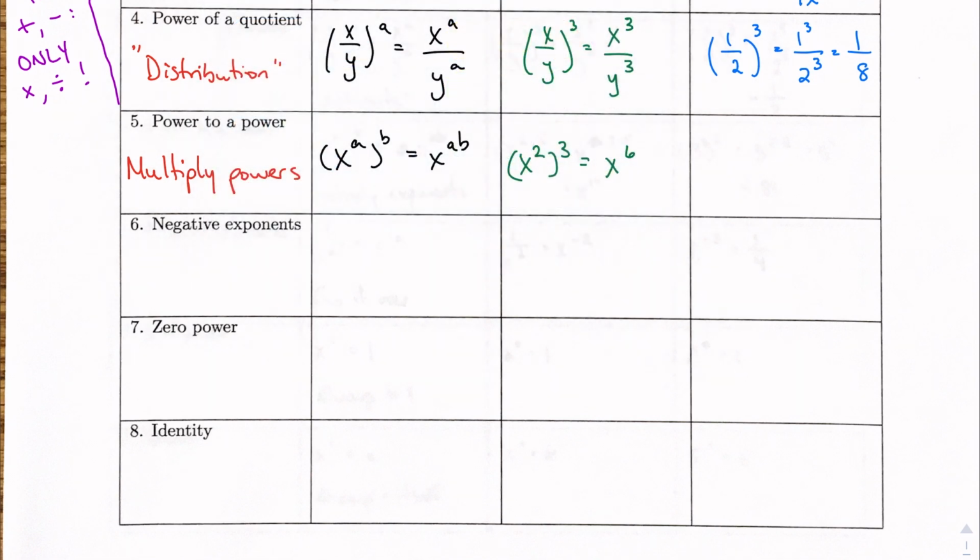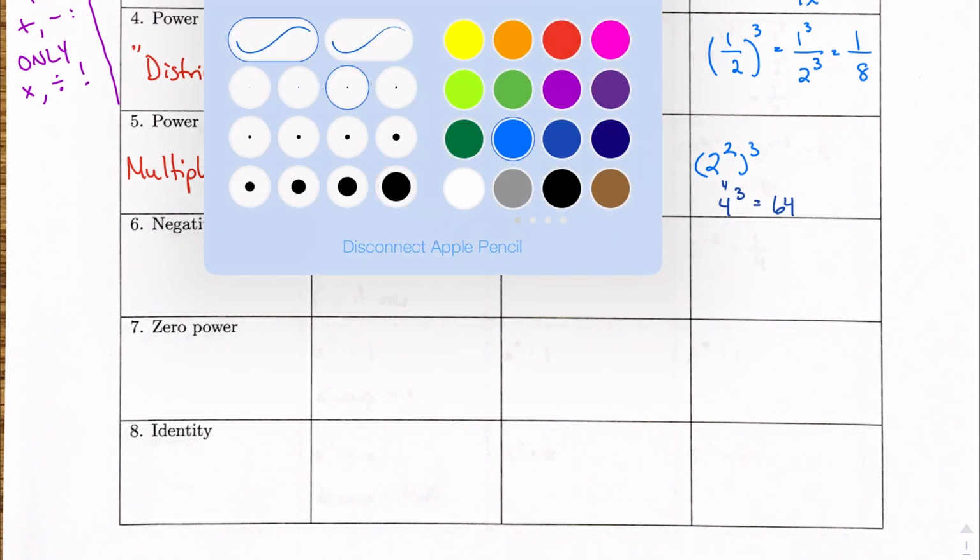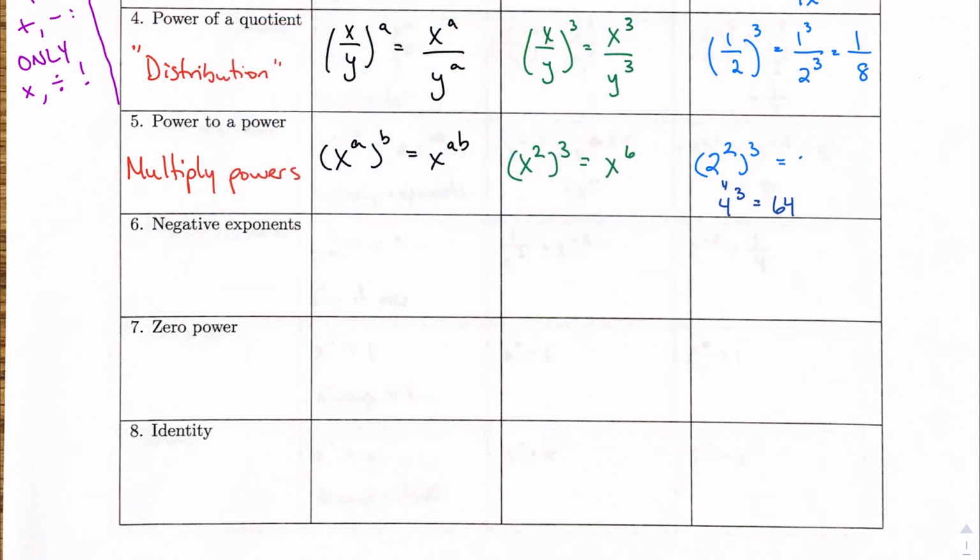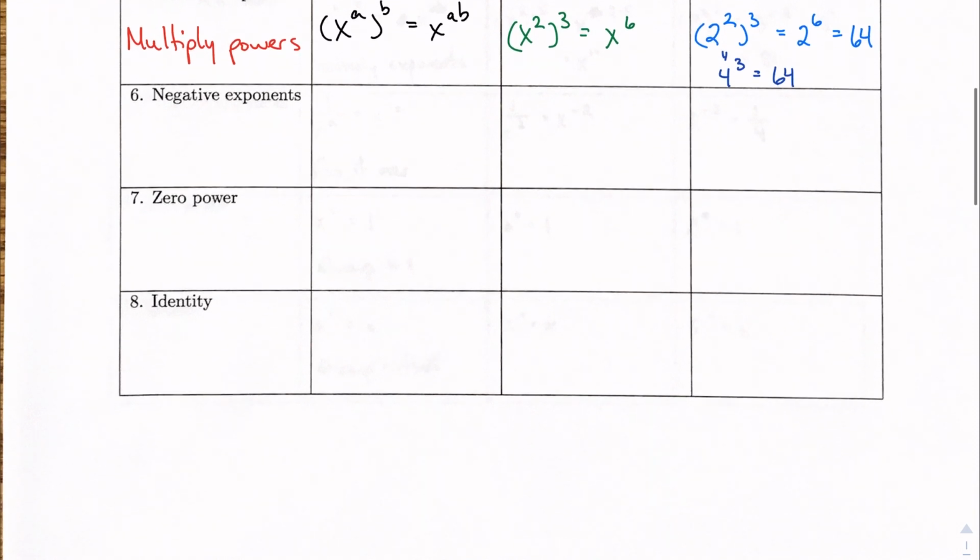Same idea here if I did 2 squared cubed, and again, you really wouldn't see this in this case, right? Most normal people would just call this 4 cubed and call it 64. But for the sake of practicing it, we're going to show it as 2 to the 6th. I'm going to multiply my powers together, which is also 64. So not something we would actually do very often with a number, but it's good practice, I think, just to see it that way anyway.